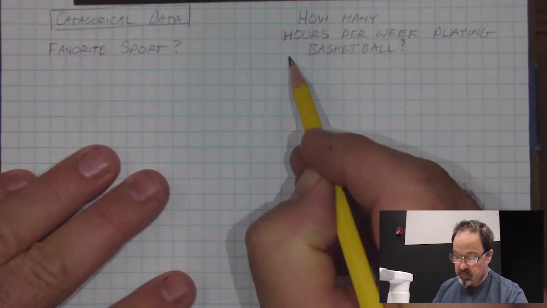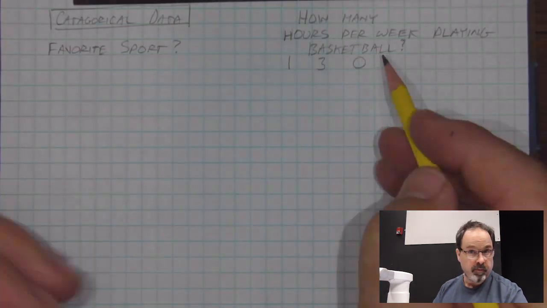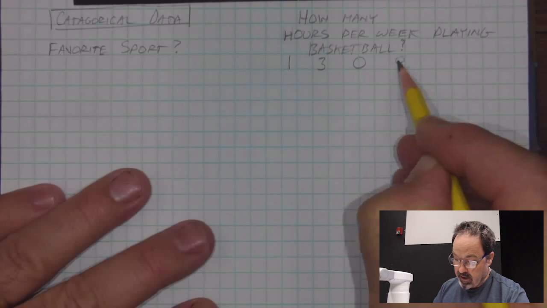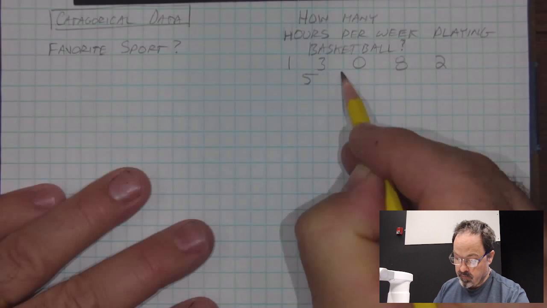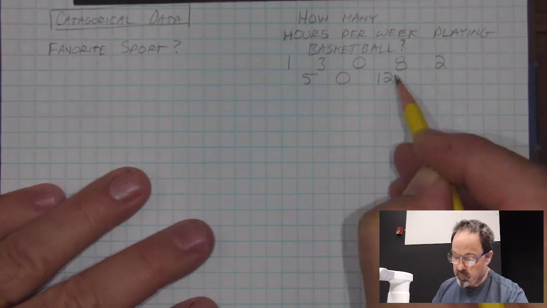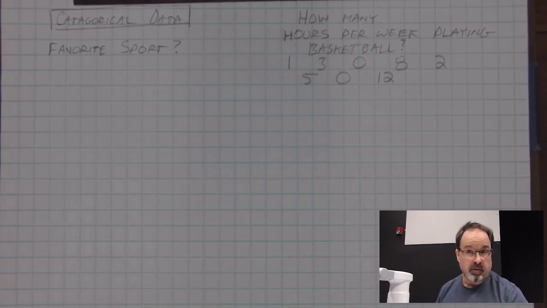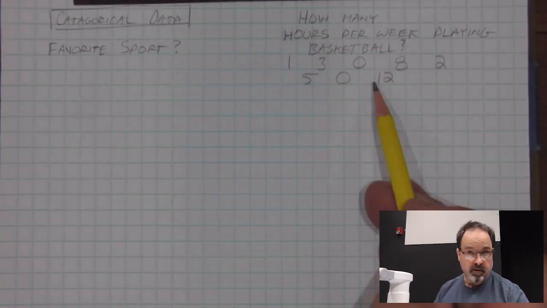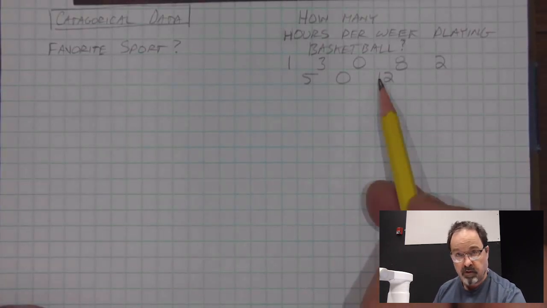We could get some responses like 1 hour, 3, 0, which would mean they didn't play any basketball, 8 hours, another response of 2, 5, maybe another 0, and 12 hours a week playing basketball. This kind of information is numerical. These responses are numbers. You would respond with a number because you were asked how many hours, and you answer as a number of hours.